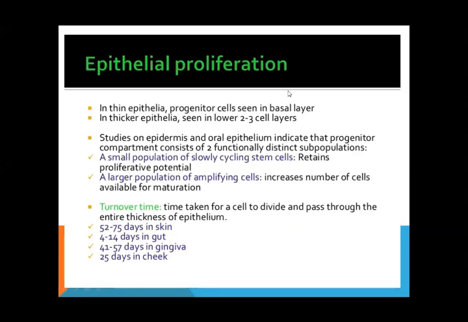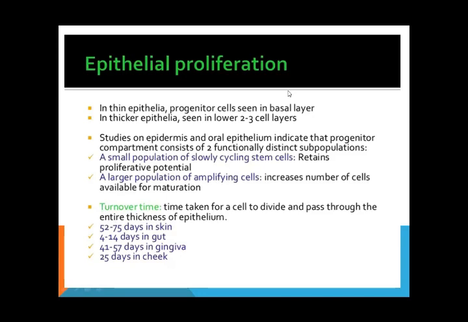Studies on epidermis and oral epithelium indicate that the progenitor compartments consist of two functionally distinct subpopulations. A small population of slowly cycling stem cells retains proliferative potential. A large population of amplifying cells increases the number of cells available for maturation.